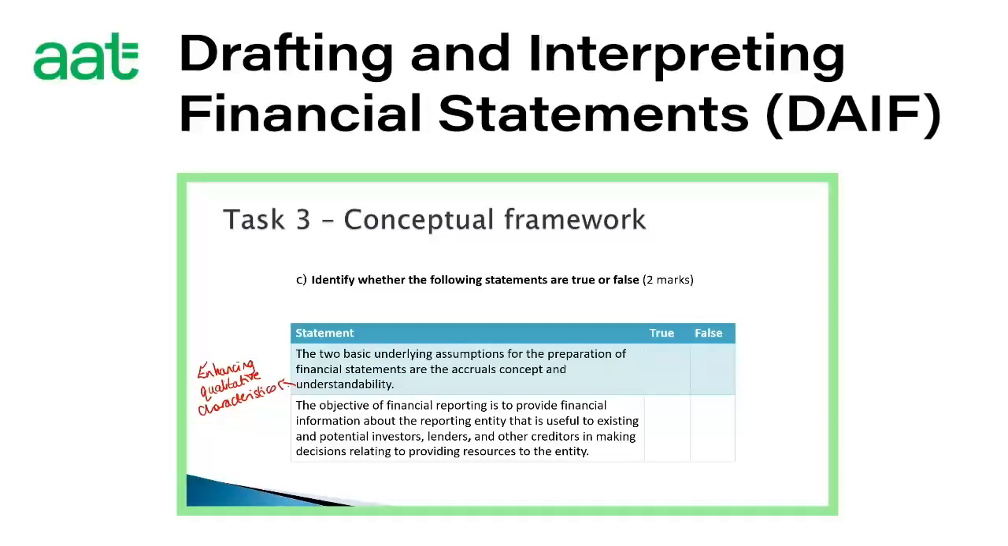Now, what's one of those? Our enhancing qualitative characteristics are there to help ensure that if we produce our financial information and make sure it displays those enhancing qualitative characteristics, we're helping to make that financial information more useful to others. So that one would be false.